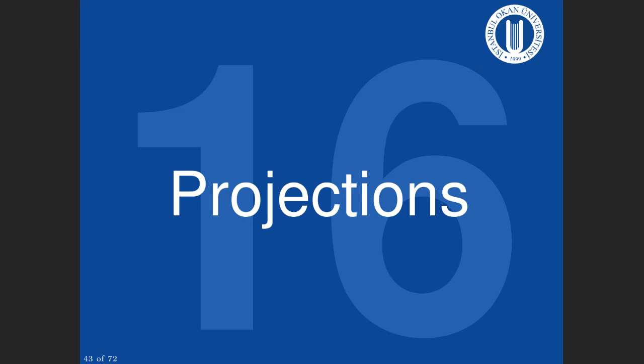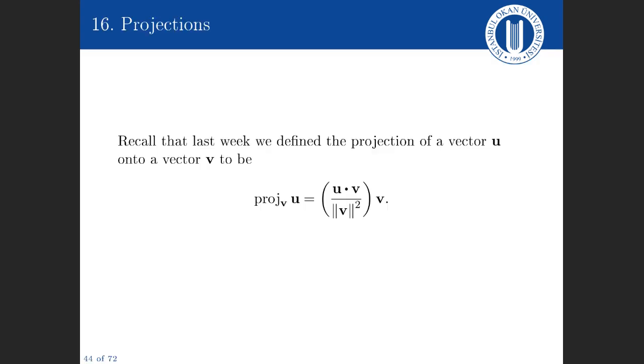Our final chapter for today is about projections. Last week we talked about projecting a vector onto a vector. We're going to elaborate and extend this idea this week. Last week we defined that the projection of a vector u onto a vector v was given by this formula. We're going to be using this formula quite a bit today.